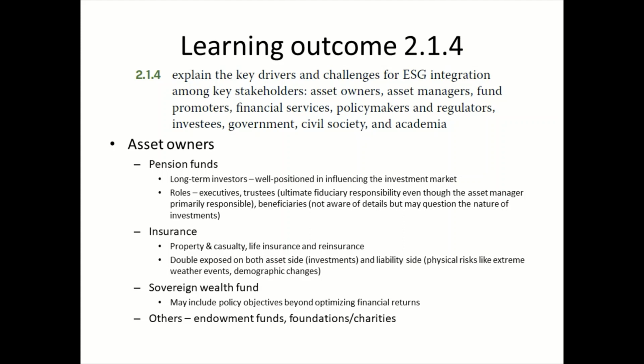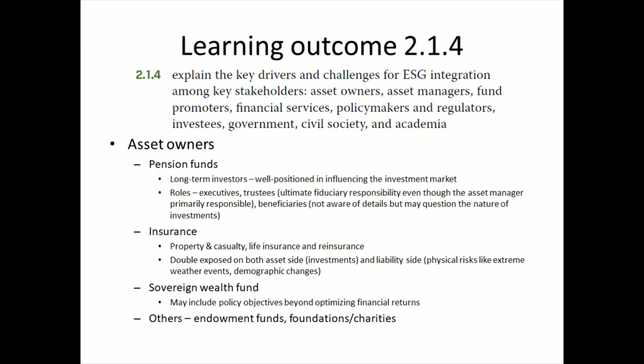The beneficiaries may not be aware of the details, but they may question the nature of investment, say whether they are controversial investments they don't like, etc. And then insurance: there are a few types of insurance companies, say property and casualty or general insurance companies, life insurance companies, and other insurance companies.